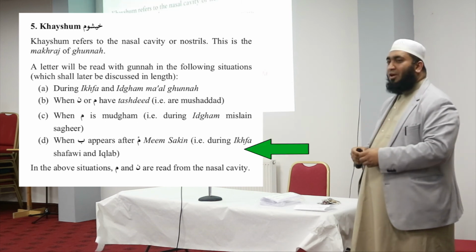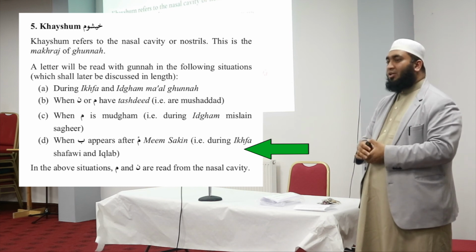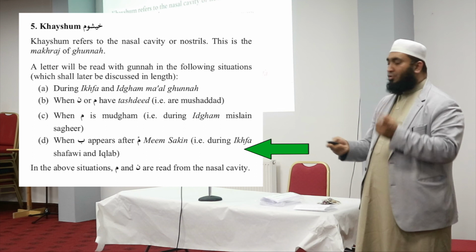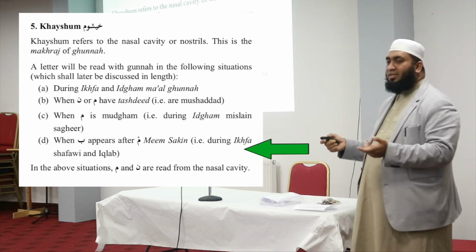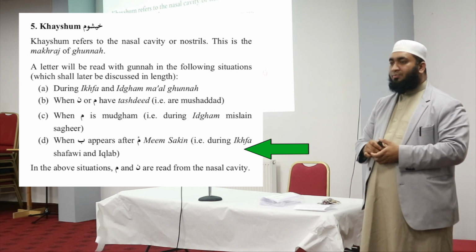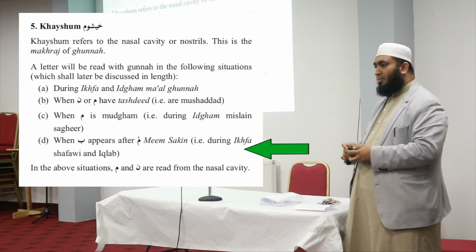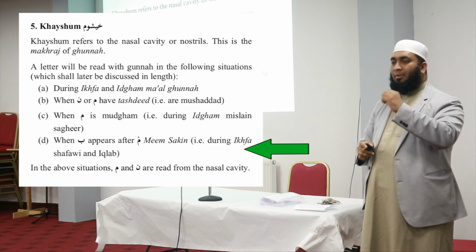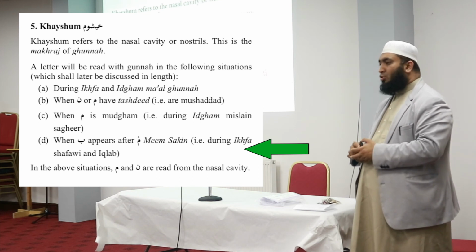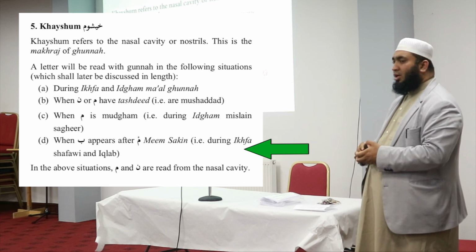If Ba comes after Mim Sakin, it's called Ikhfa Shafawi. We need to make Gunna, and this Gunna is from Khayshum. If you remember the example, Hum bil akhirah. When you say Hum, Mim Sakin followed by a Ba, it will be Ikhfa Shafawi. Hum bil akhirah.